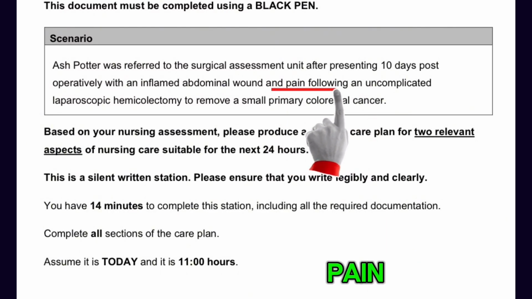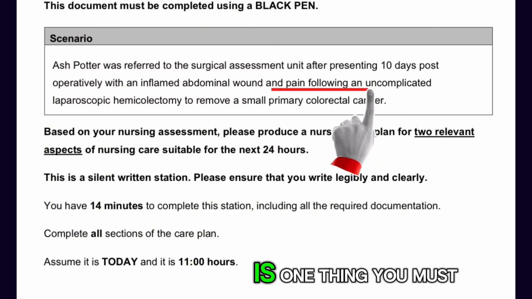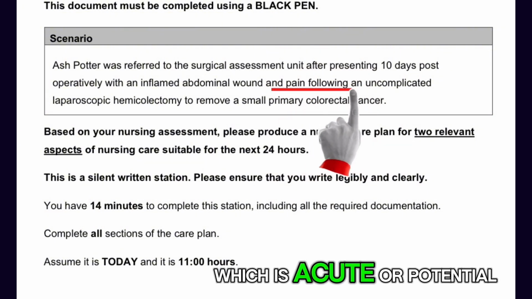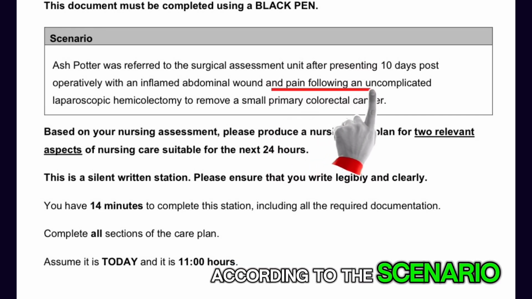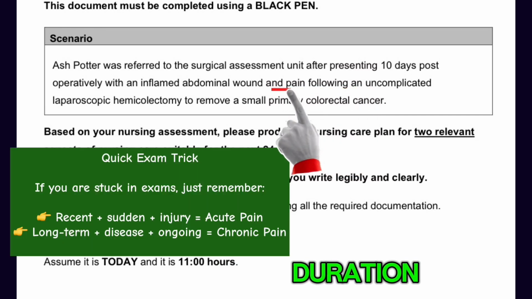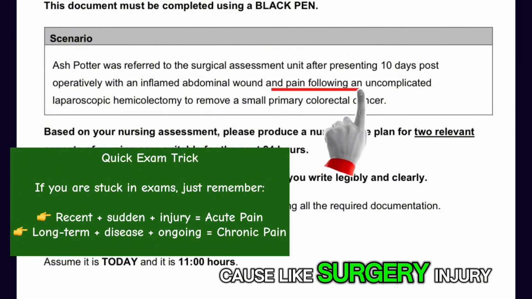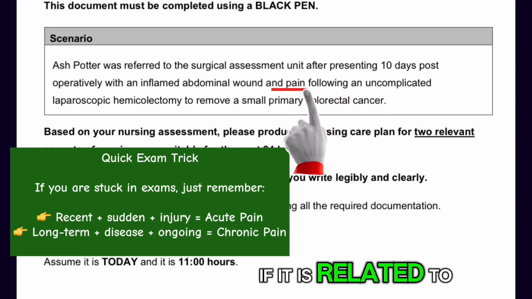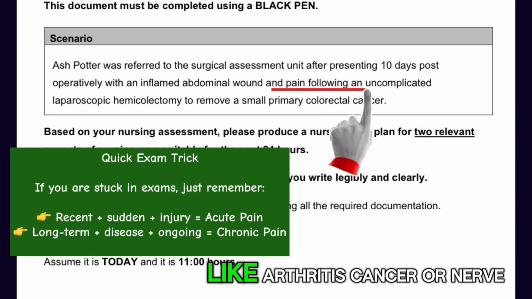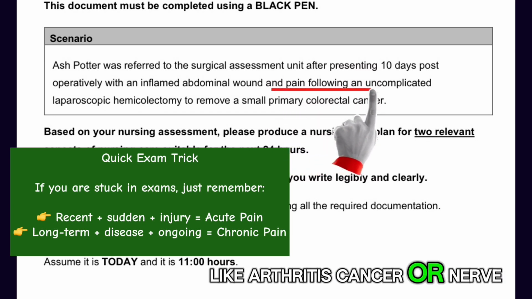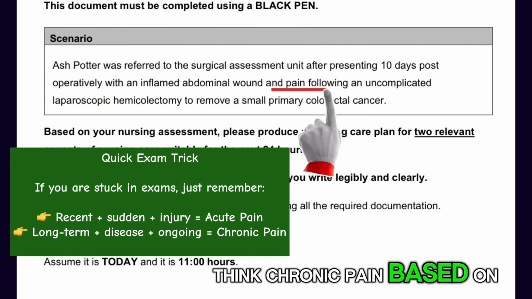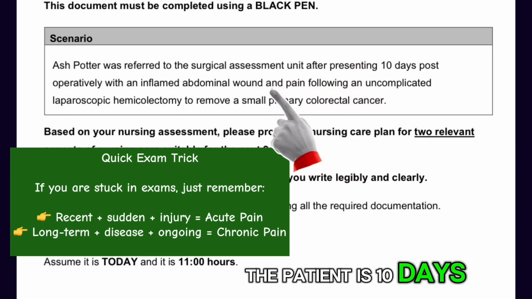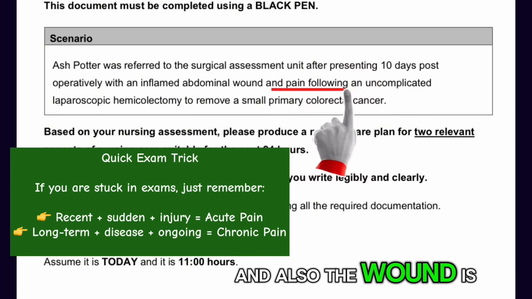The second one here is the pain. In your exam, this is one thing you must get correct: choosing the right type of pain, which is acute or chronic, according to the scenario. First, check the time duration. If there is a clear cause like surgery, injury, burn or inflammation, think acute pain. If it is related to a long-term condition like arthritis, cancer or nerve damage, think chronic pain. Based on our scenario, I chose acute pain. Why is that? The patient is 10 days post-operative and also the wound is inflamed.